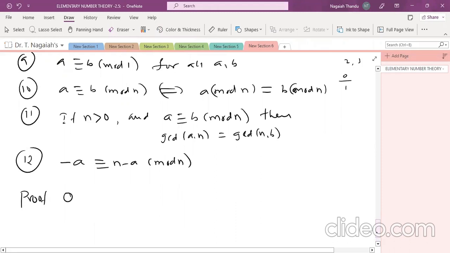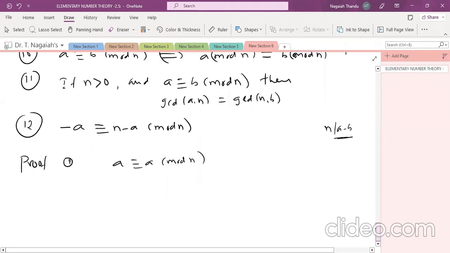Proof for the first one. What is the first one? Reflexive property. We are proving that A is congruent to A modulo n. One thing is very clear: n divides A minus B. We can write A congruent to A modulo n.